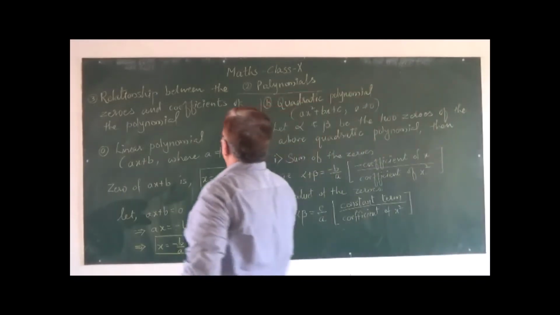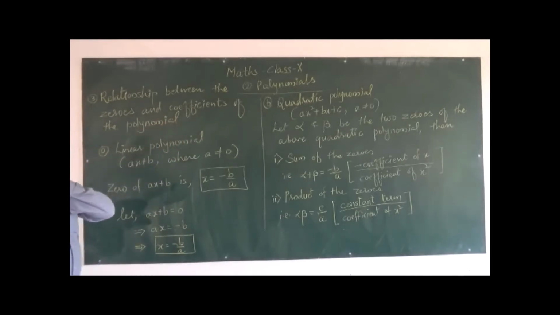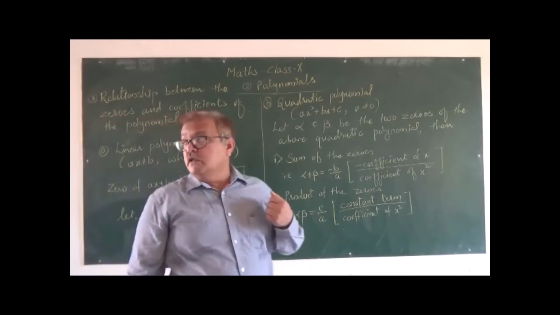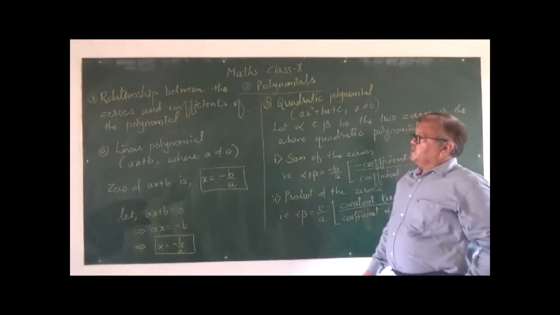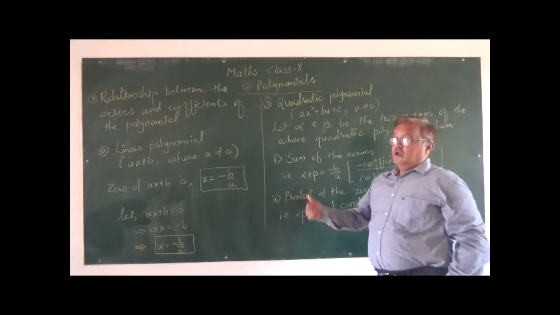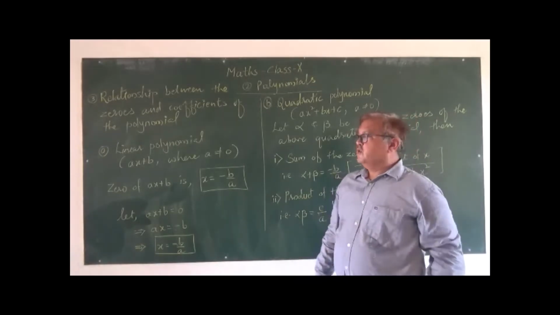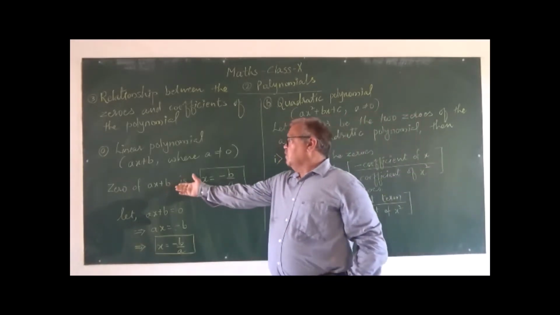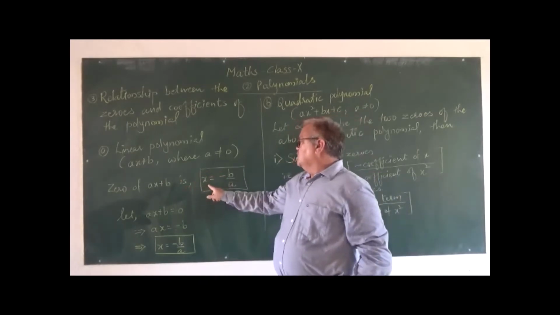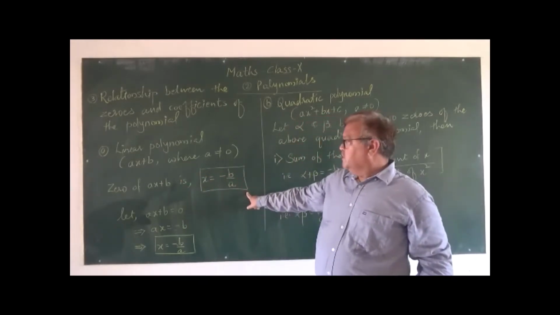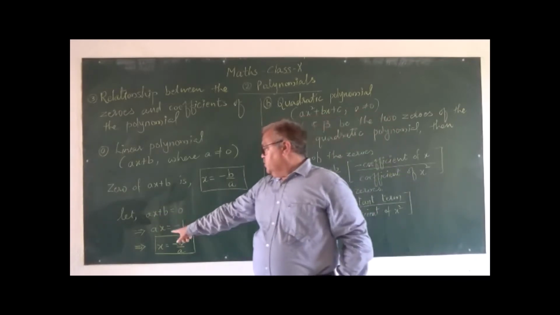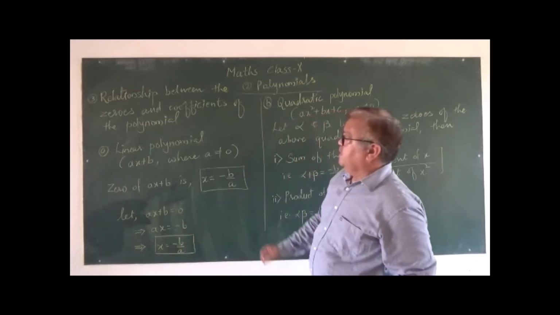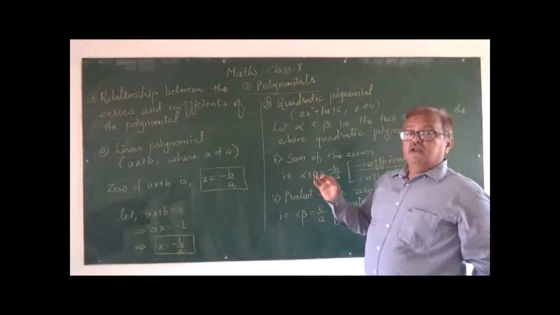Let us see now the relationship between the zeros and coefficients of the polynomial. We will discuss here two polynomials, the linear polynomial and the quadratic polynomial. What is a linear polynomial? Of this type, ax plus b, where a is not equal to 0. Now you want to find the zero of this polynomial. So how will we calculate? I have written here: the zero of ax plus b is x is equal to minus b upon a. How did this come? You have to equate ax plus b to 0. So x is equal to minus b upon a. So this is the zero of the linear polynomial.